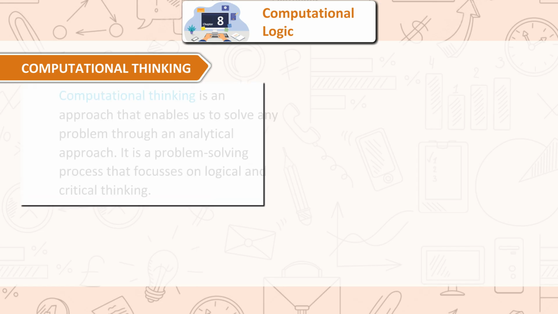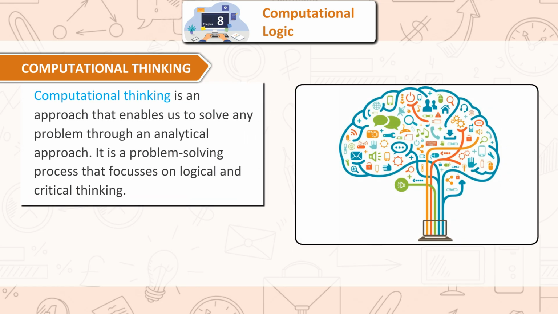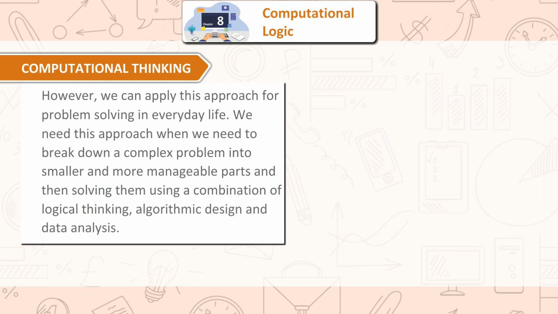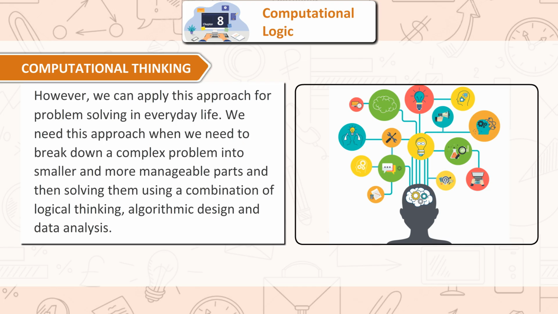Computational Thinking. Computational thinking is an approach that enables us to solve any problem through an analytical approach. It is a problem-solving process that focuses on logical and critical thinking. However, we can apply this approach for problem-solving in everyday life. We need this approach when we need to break down a complex problem into smaller and more manageable parts and then solving them using a combination of logical thinking, algorithmic design, and data analysis.